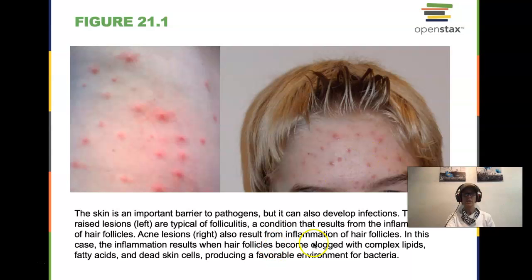Acne can also be a type of folliculitis, but they become clogged with the lipids, fatty acids, and dead skin cells. During puberty, our skin tends to change and have more oils in it. Even good hygiene may not be able to remove them quickly enough to prevent a buildup that traps bacteria underneath. They eat the oils, they cause the inflammation.